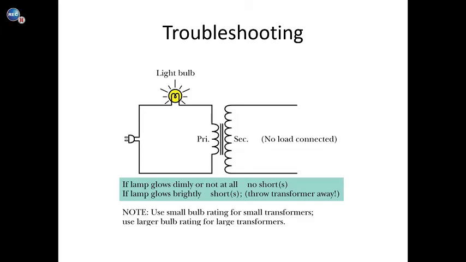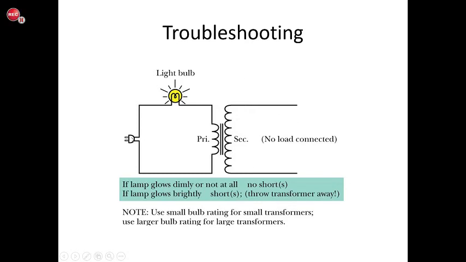So this is a type of circuit that we can use to test a transformer. Here we see the transformer in the middle, and if we apply power to the primary, like plugging it into an outlet, and we put a light bulb in series with the transformer, and there's no load connected, the secondary is open, if the lamp glows dimly or not at all, there are no shorts.